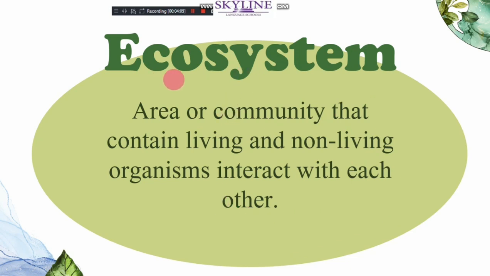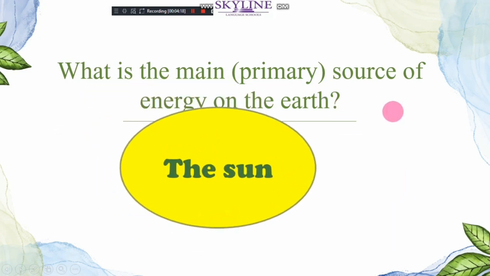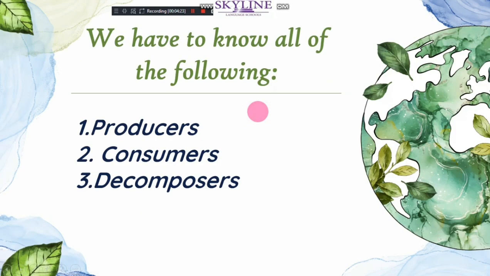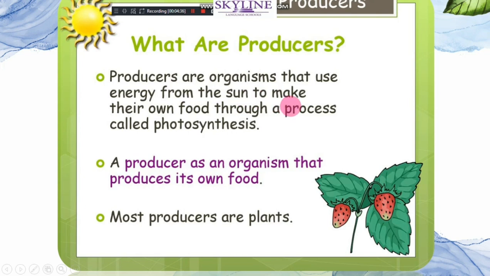This is called an ecosystem. Okay, what's the main source of energy on the earth? Look around you. What's the main or primary source of energy on the earth? It's exactly the sun. Yes, the sun is the primary source of energy on the earth. In this concept, we have to know what it means by producer, consumer, and decomposer. The first one is called producer. Producer means organisms that can make their own food.